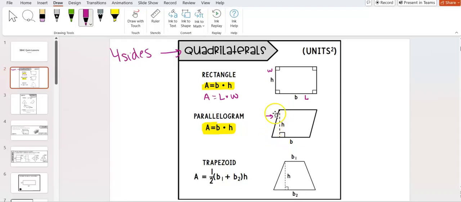Notice that I am not taking the length of the side because it is at an angle. When you find the height of any shape, it must be taken at a right angle to the base. Okay, that is my height. Also, if I were to take this shape right here and move it over, I would get a rectangle. And so that is why the formula for area of a parallelogram and rectangle are the same, because they are the same shape. It's just one's pushed over, one's leaning over a little bit. Okay, so I'm going to erase this a bit.